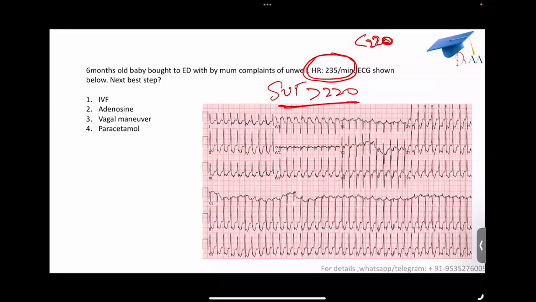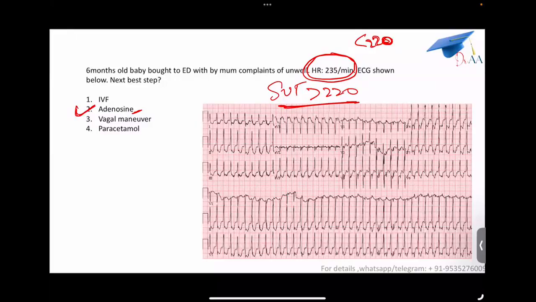What can be done here? Adenosine. Vagal maneuver. We give adenosine. Vagal maneuver, first option, adenosine. Shock is not given, so you choose adenosine. Adenosine, a drug, can be given as an alternative to synchronized shock. So choose adenosine here.